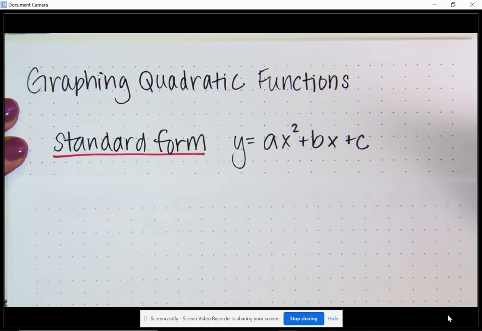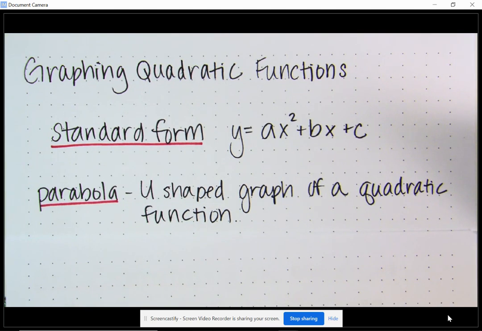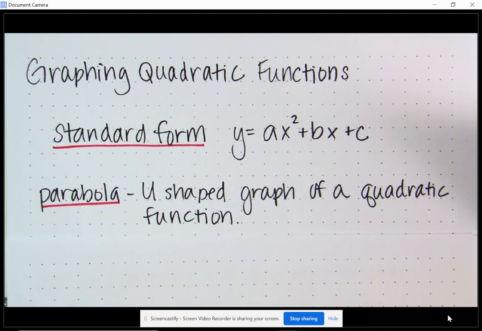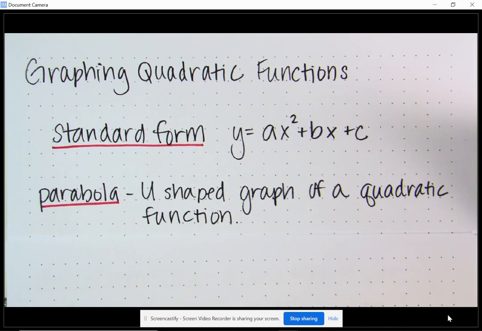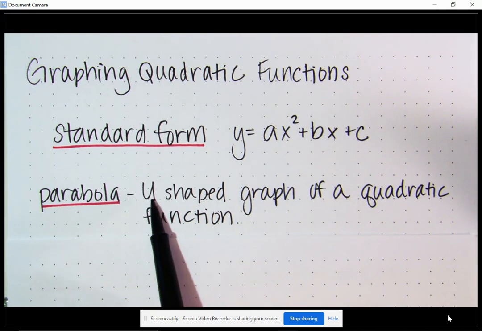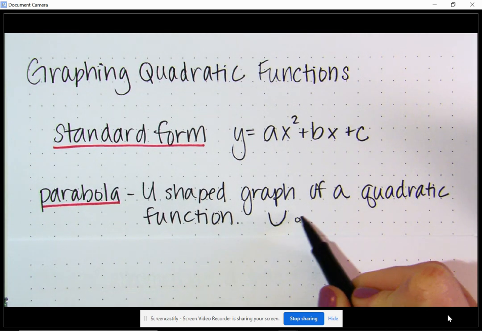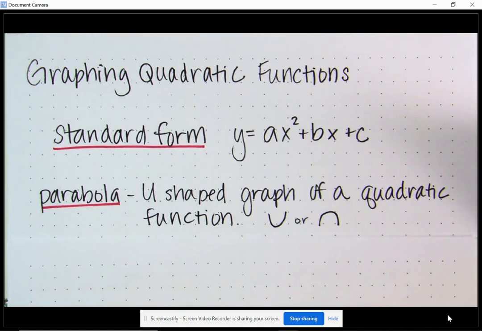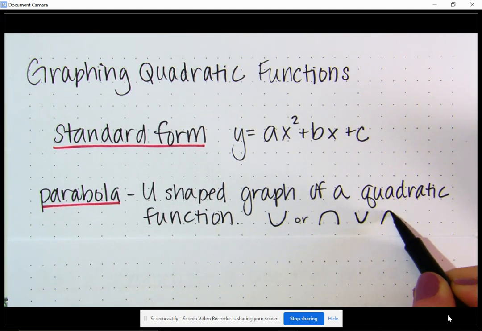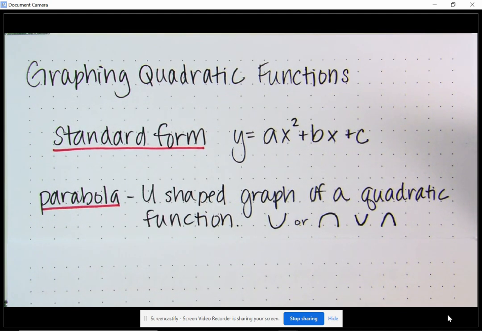Now, when you graph a quadratic function, it creates a shape that we call a parabola. A parabola is a U-shaped graph of a quadratic function. So the parabola takes on a U shape. And instead of the capital U like I wrote here, it's more of a U like this, or like this. Sometimes they're skinnier, sometimes they're wider, but that's in general the way that your graph will look.